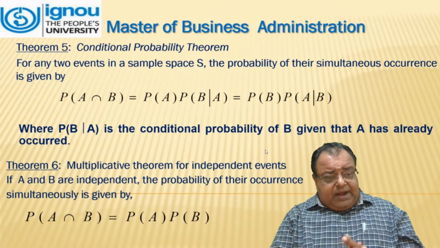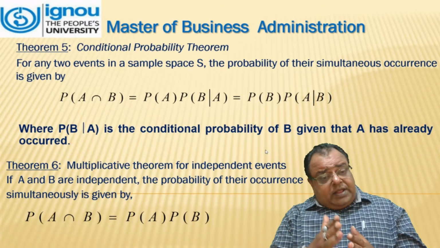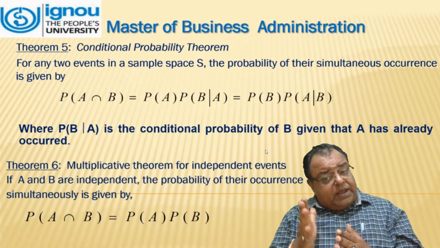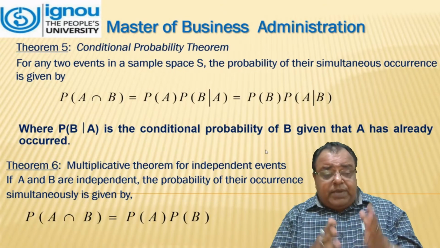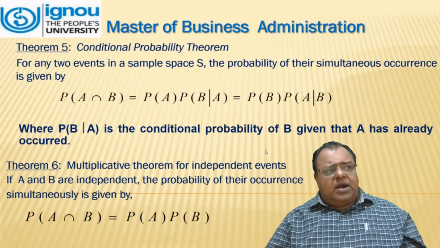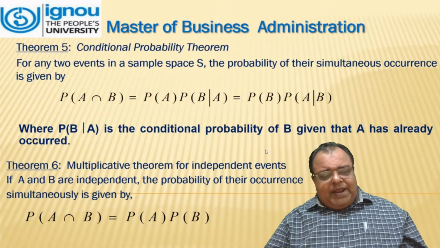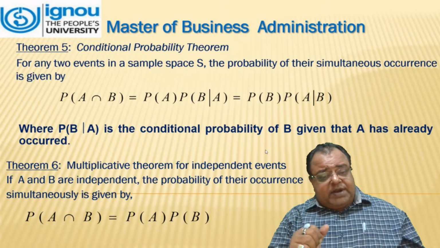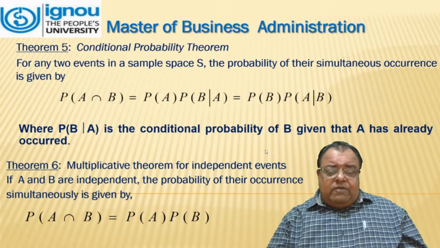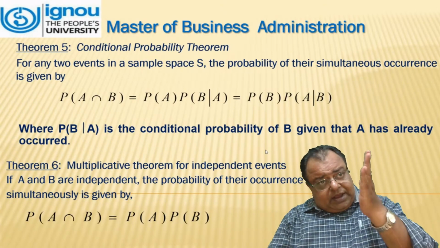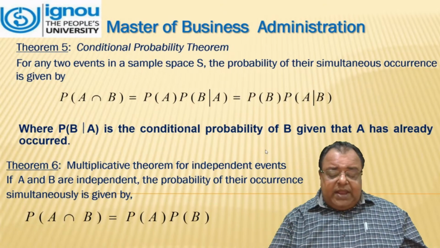Conditional probability theorem: A intersection B can be written in two forms, P(A) into P(B|A) or P(B) into P(A|B), where P(B|A) is the conditional probability of B given that A has already occurred. Theorem 6 is the multiplicative theorem for independent events. If A and B are independent events, then the probability of their occurrence simultaneously is given by P(A intersection B) equal to P(A) into P(B).